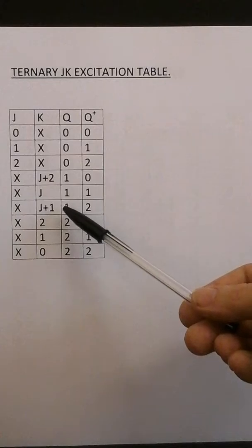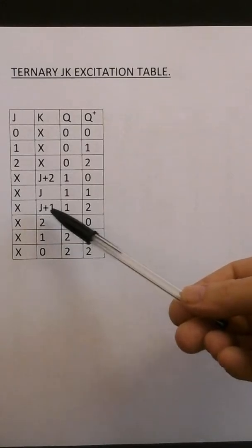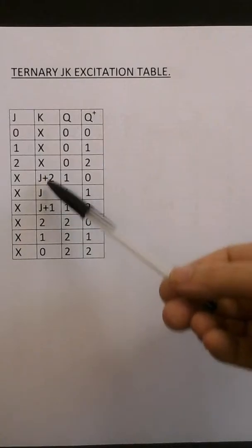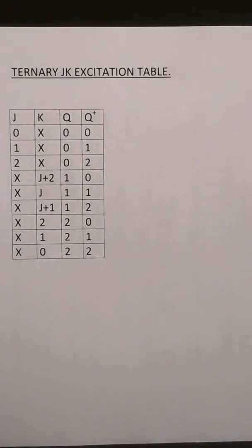And for the transition from a 1 to a 2, the value of j can equal any value, 0, 1 or 2, but k must equal j plus 1. You could swap these around and have the x's there and the functions of k there. So that's basically the ternary JK excitation table.